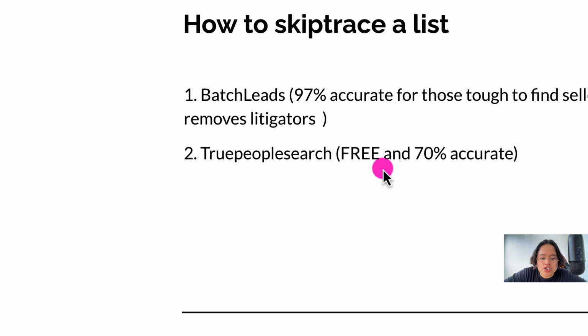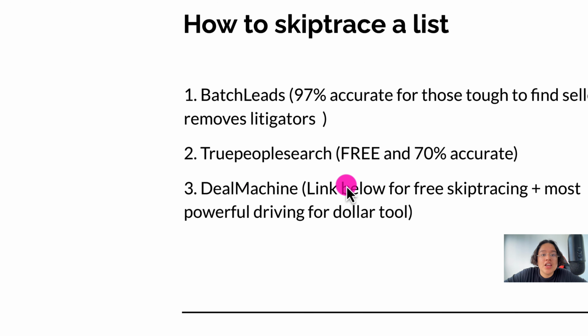Two, TruePeopleSearch. This is free, but it is 70% accurate, and so you are going to be talking to a lot of wrong numbers. And then DealMachine, and check the link below, guys, for free skip tracing. Yes, they give you the driving for dollars tool, and they give you free skip tracing, which is really, really cool. So BatchLeads, it's the best data out there, 97% accurate. It's a little bit expensive, maybe like 9 cents per record. So it does get a little expensive, but TruePeopleSearch is free.